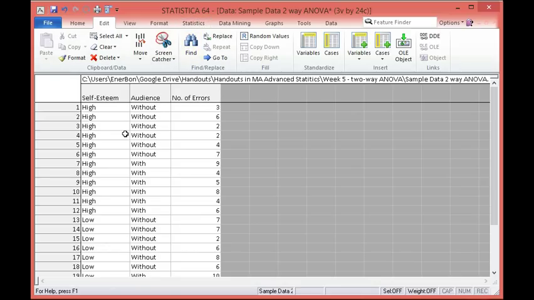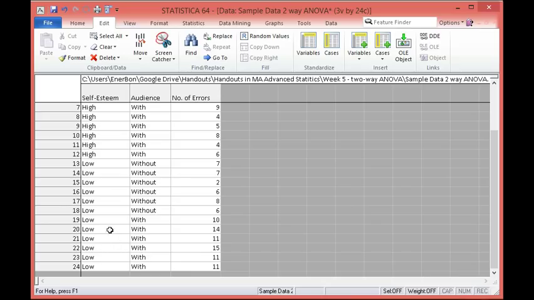By the way, you will notice that there are four groups. One group has high self-esteem but performed without an audience. These are the errors they committed. The other group are those with high self-esteem but performed with an audience. These are their number of errors. The next group are those with low self-esteem and they performed without an audience. And lastly, those with low self-esteem and they performed with an audience.